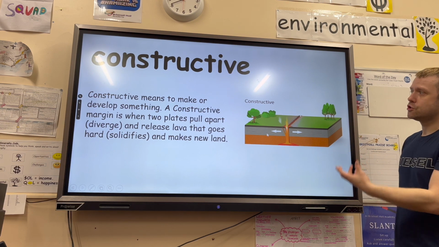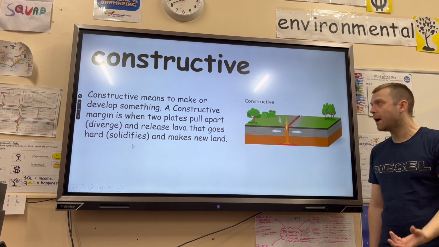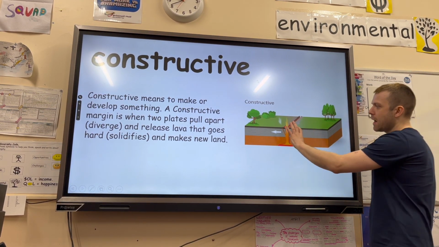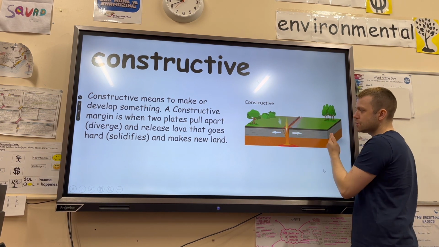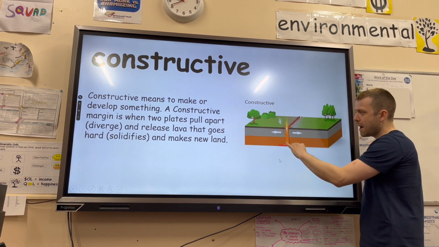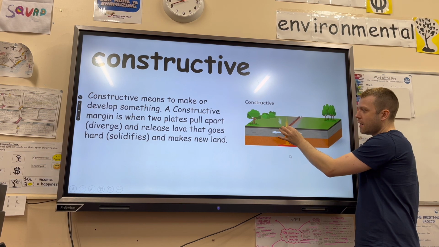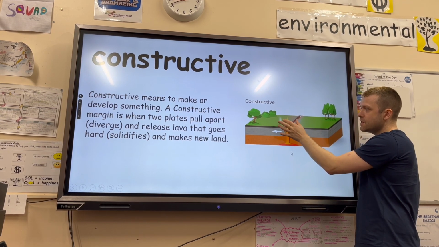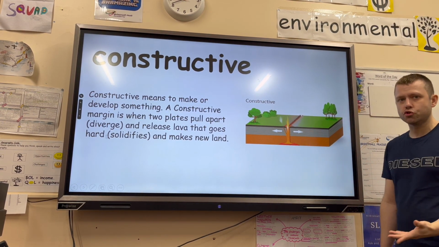The next one is constructive. Construct means to make. What happens here at the plate margin is two pieces of crust separate from each other. The magma escapes and turns into lava on the surface and solidifies. It is constructing new land.